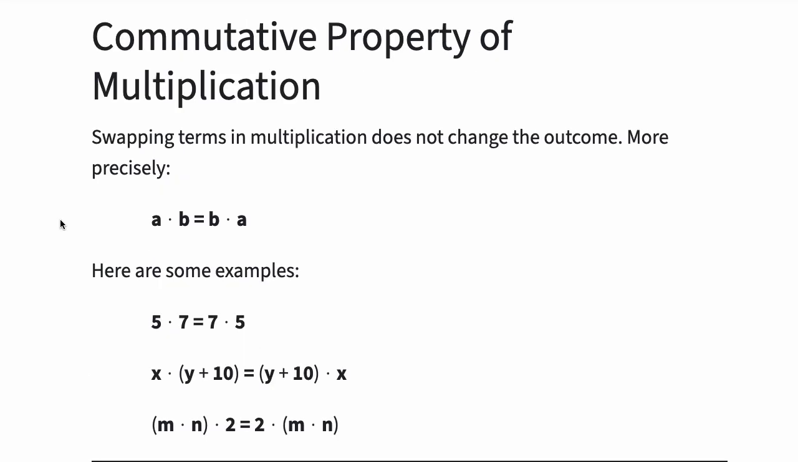The commutative property of multiplication says that swapping terms in multiplication does not change the outcome. More precisely, a times b is equal to b times a. Here are some examples. 5 times 7 equals 7 times 5. x times (y plus 10) is equal to (y plus 10) times x. And m times n times 2 is equal to 2 times m times n.